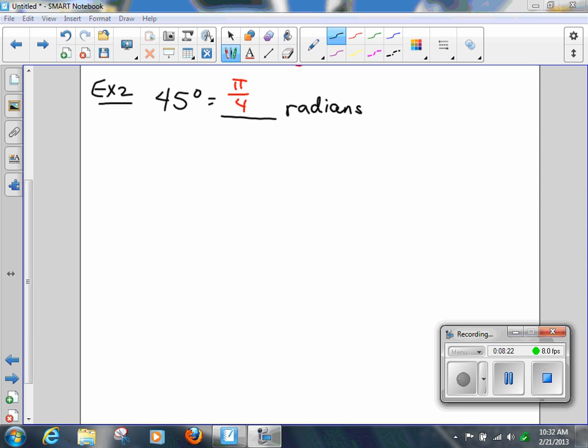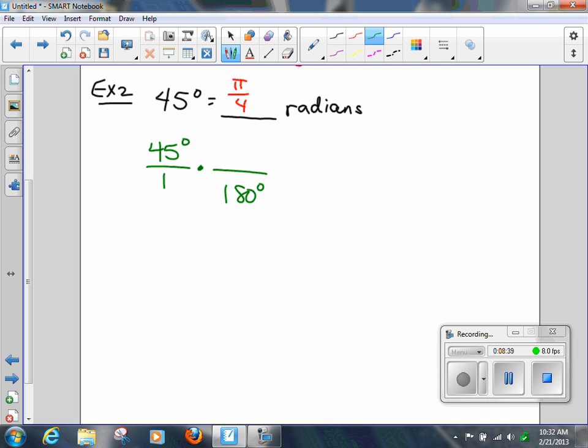Yes, you have to put 180 on the bottom, and here's the way I remember that. So I'm going to go 45 degrees over 1, right? If I have degrees on top here, then I want to have my degree number on the bottom, which has to be 180, which means pi has to go on top, okay?